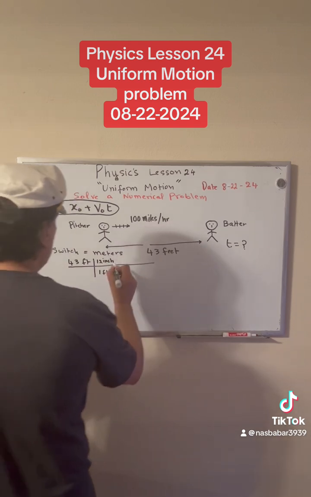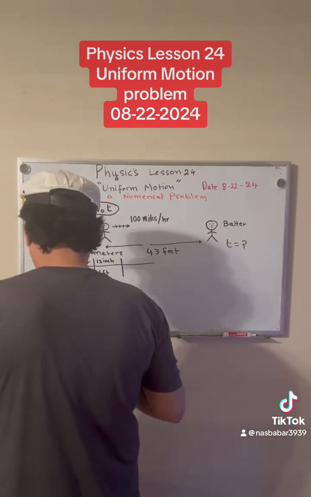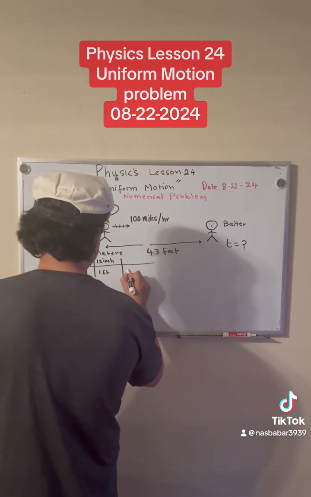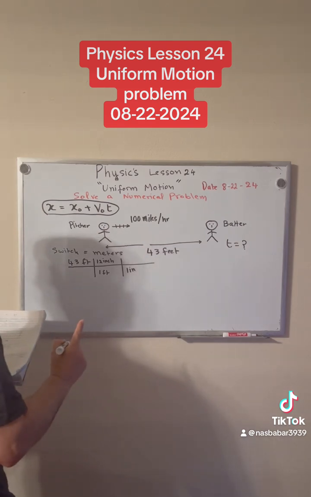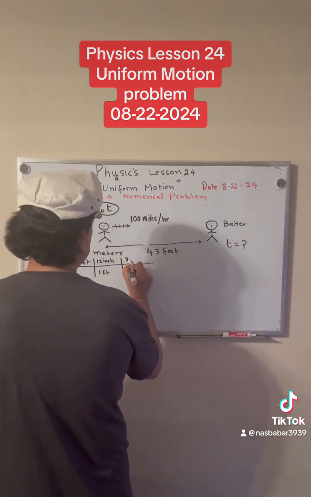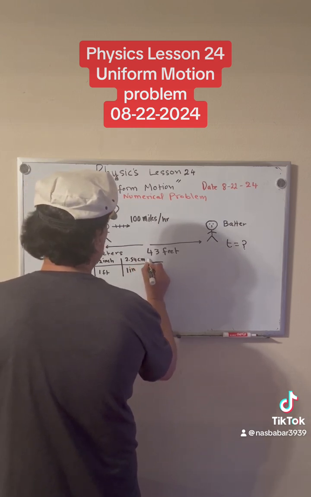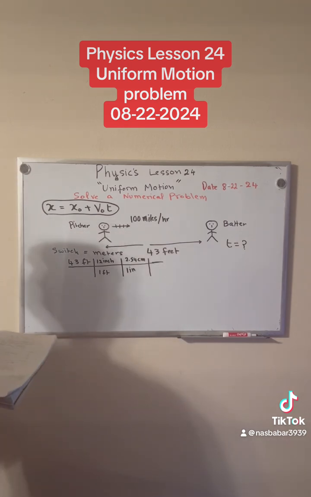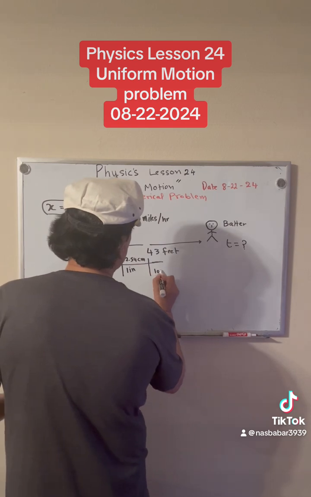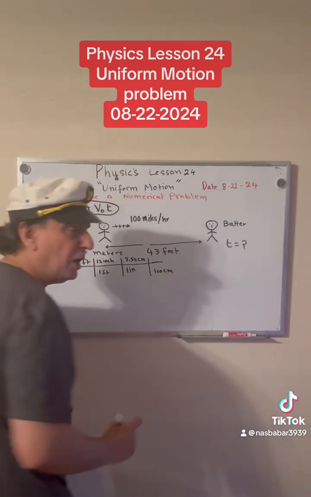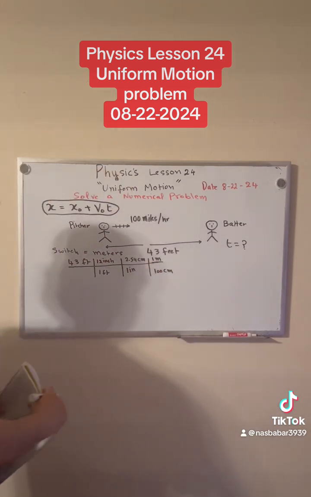Now we draw another line right here, and we say 1 inch has how many centimeters? 1 inch has 2.54 centimeters. Then we draw another line right here, and we say 100 centimeters has how many meters? 1 meter. Okay, so follow me along with this.